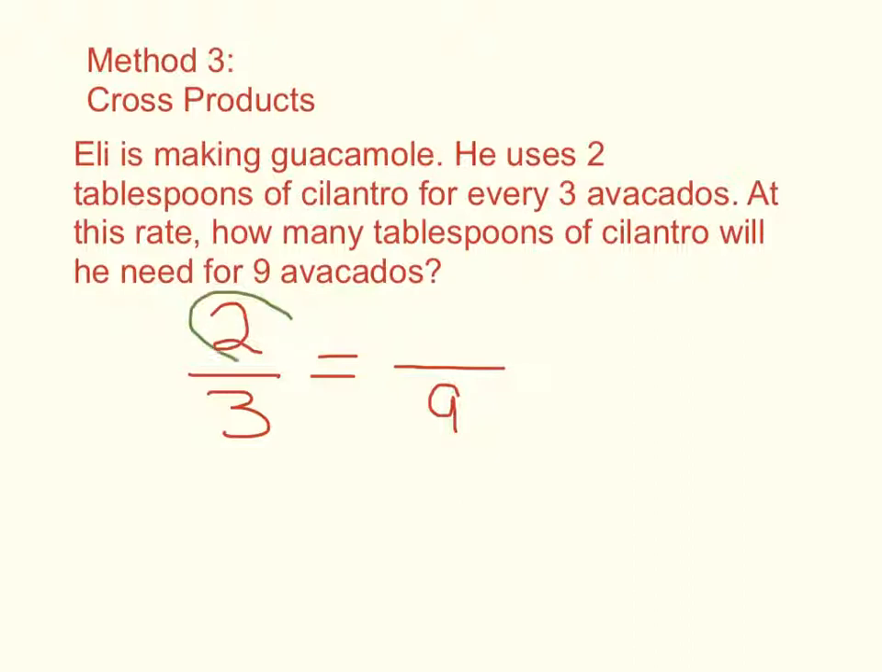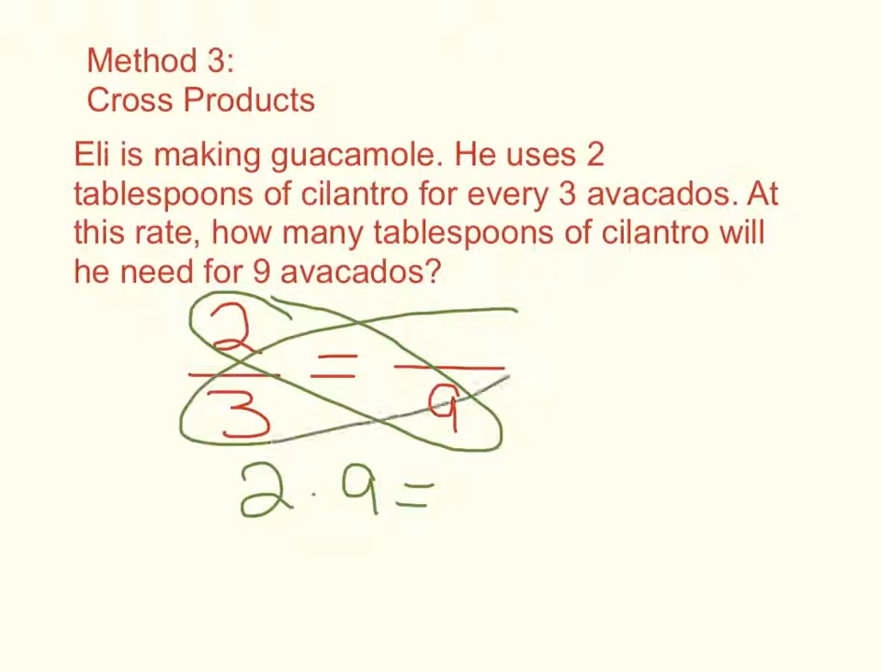So I'm going to set up that 2 times 9 equals 3 times our unknown, and we'll call that unknown x. 2 times 9 is 18, and then in order to find the missing value, we're going to divide by 3 to get 6.